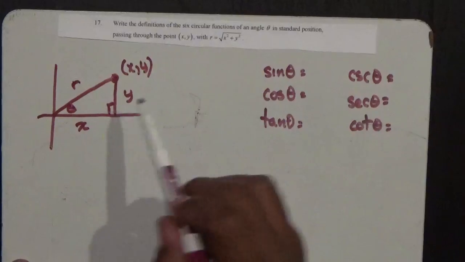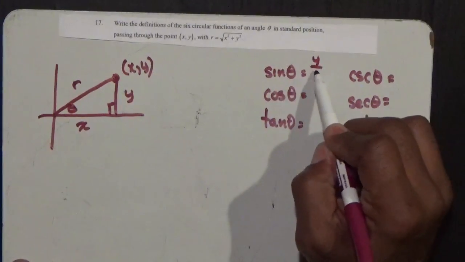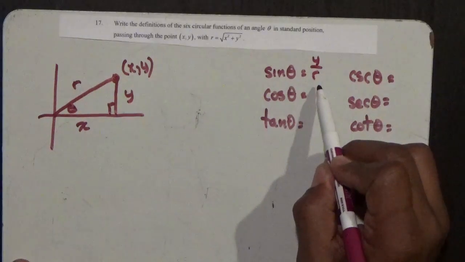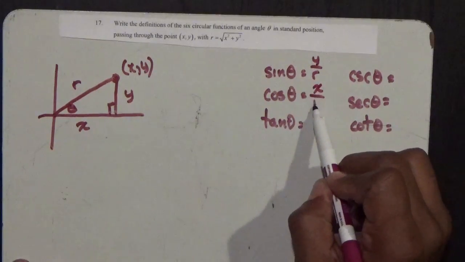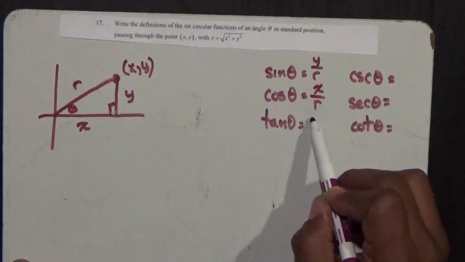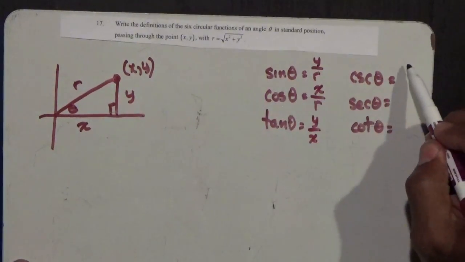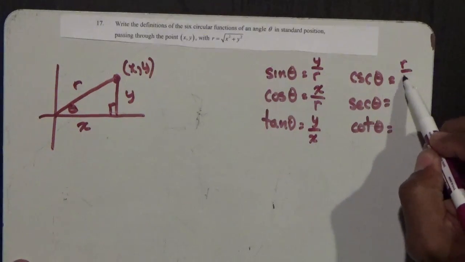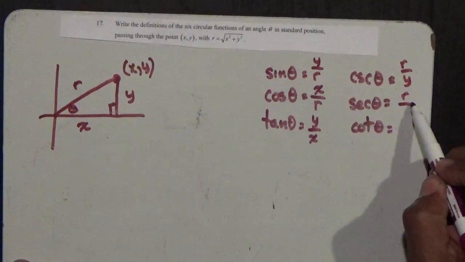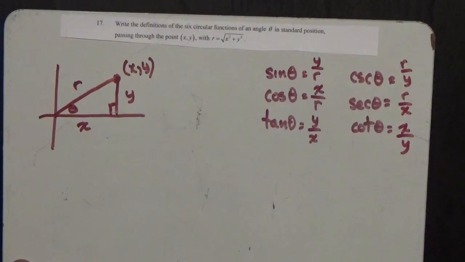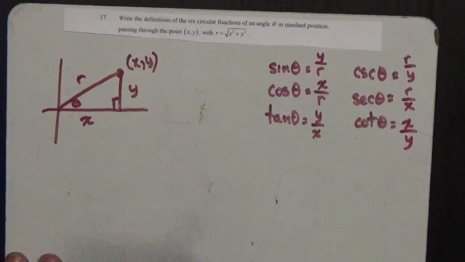Sine is opposite over hypotenuse. Cosine is adjacent over hypotenuse. Tangent is opposite over adjacent. And these are just a flip of those: r over y, r over x, and x over y. Alright, let's keep it going.